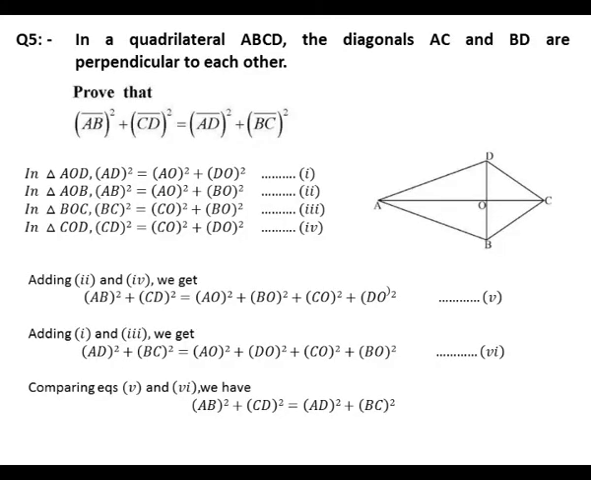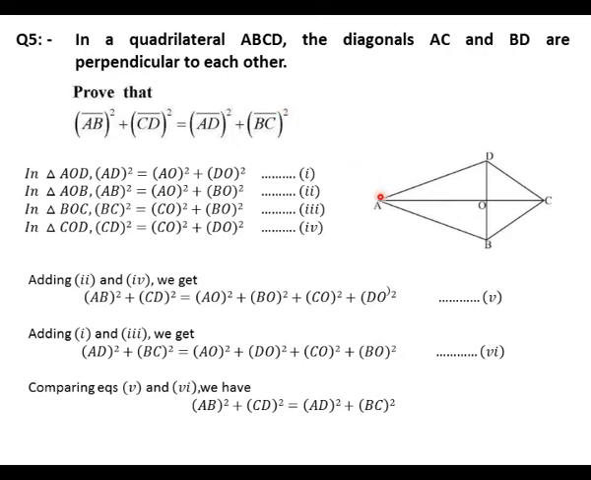Okay students, we do question number 5 from exercise 15. In a quadrilateral ABCD, the diagonals AC and BD are perpendicular to each other. Here, we are having a quadrilateral A, B, C, D, and this AC and this BD, these two are diagonals which are perpendicular to each other. What we have to prove in this question is AB square plus CD square is equal to AD square plus BC square. This equality we need to prove.